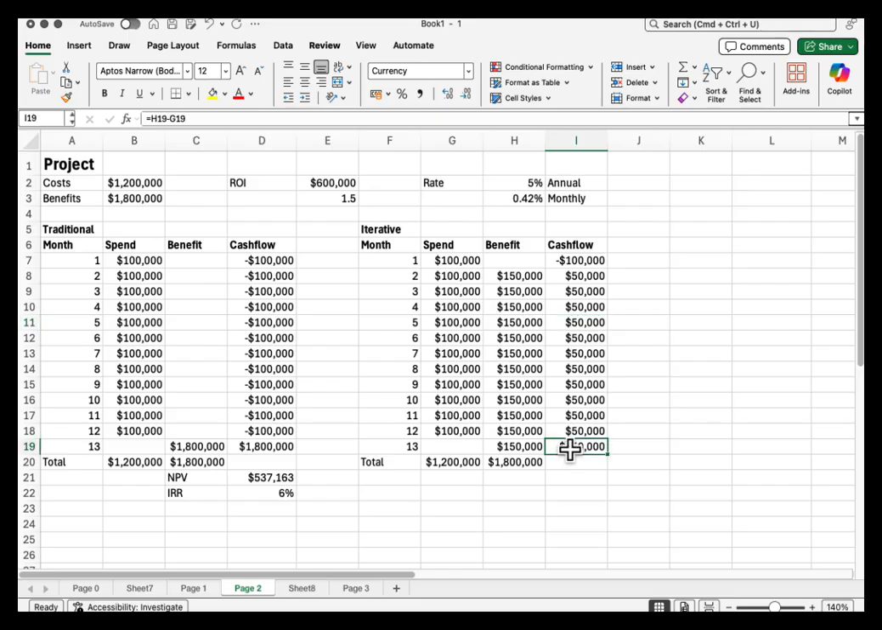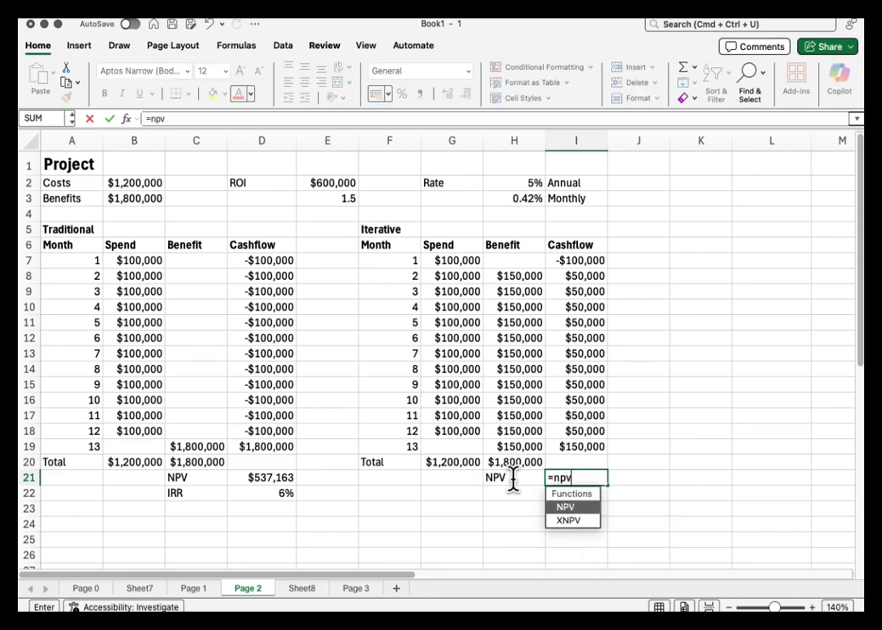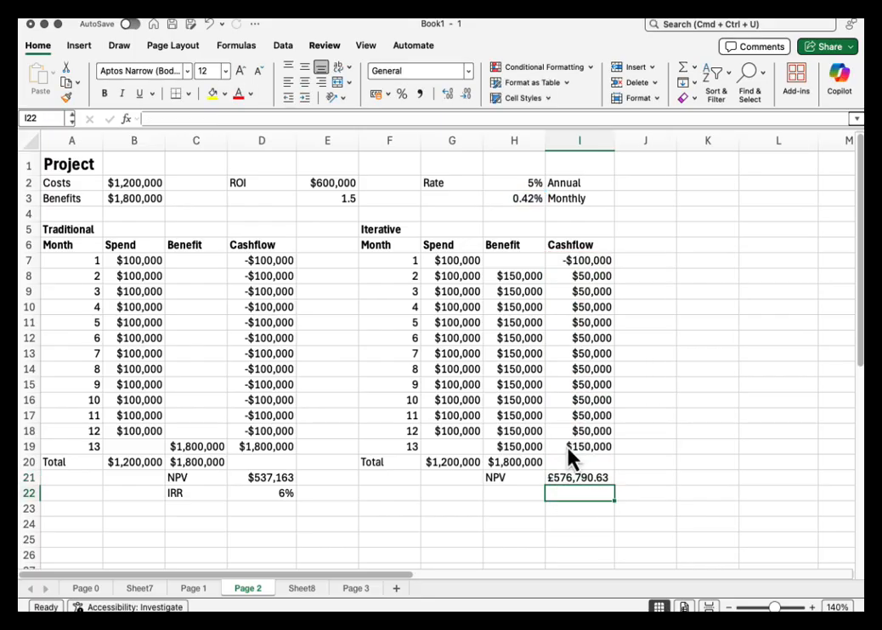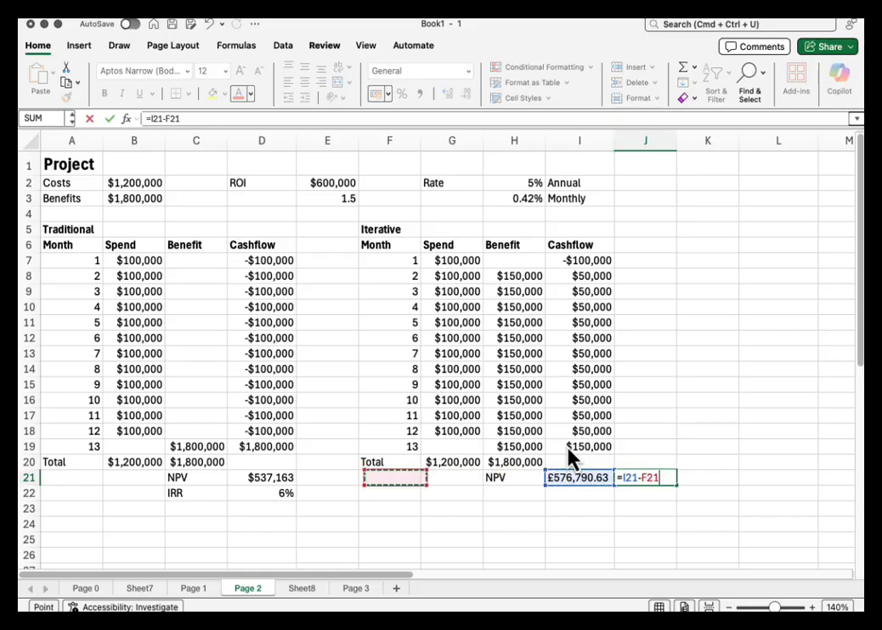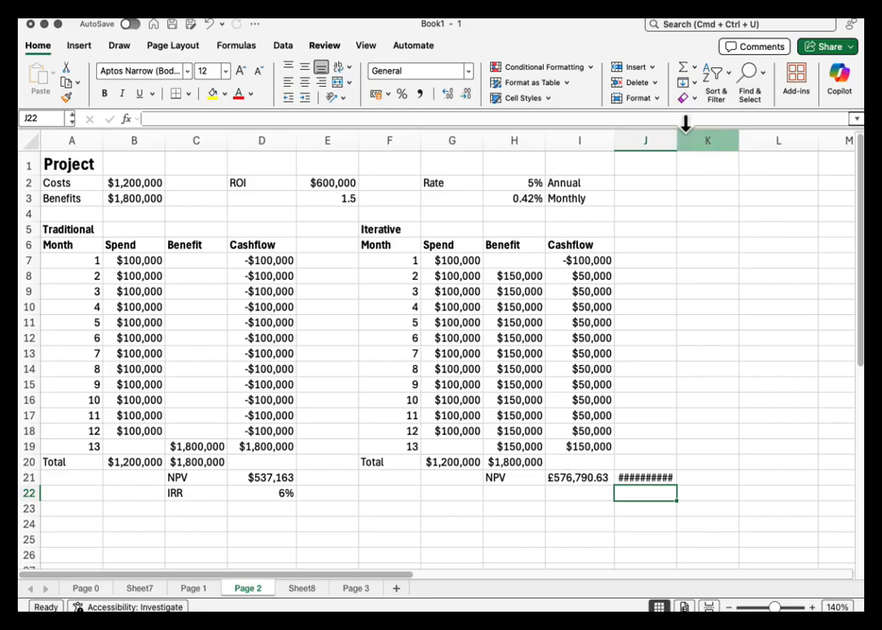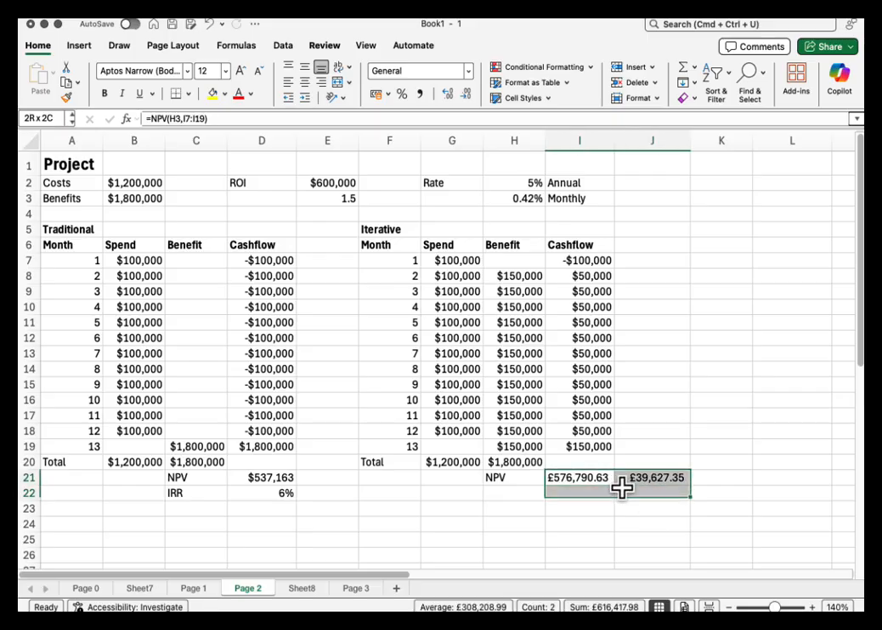So now, let's do our NPV and IRR calculation again. Net present value equals NPV. Remember our monthly discount rate. Then our cash flows. 576,790. That is slightly more than we had in the previous model. We have got an extra $39,000 in there. This is going to pounds here.